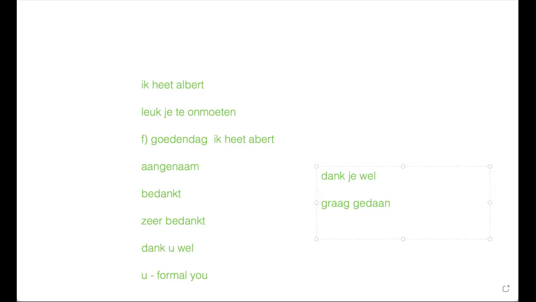So team, repeat after me. If in your exam pattern you explain yourself: hallo, ik heet Albert. Albert is a name basically. Leuk je te ontmoeten. Is it clear to you? Goedendag, ik heet Albert. Aangenaam. Dank je wel. Dank u wel. Bedankt. Zeer bedankt. Dank u wel. U is your formal phrase. Is it clear to you? That's excellent. We can have the practice like this.